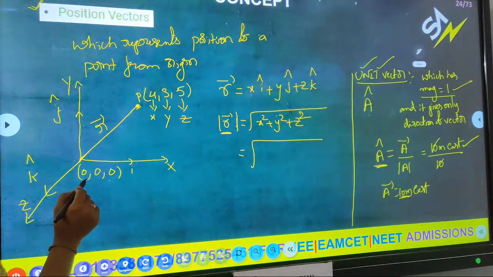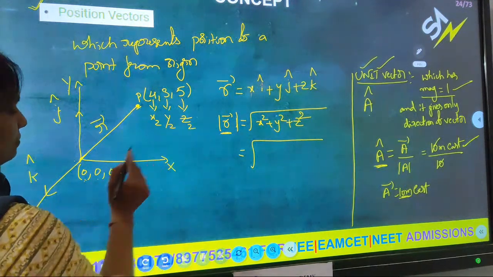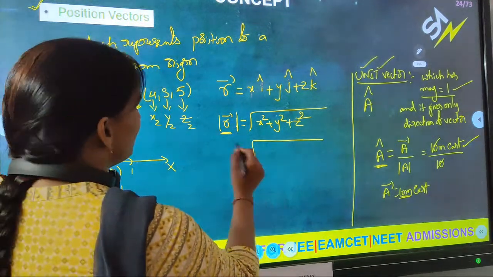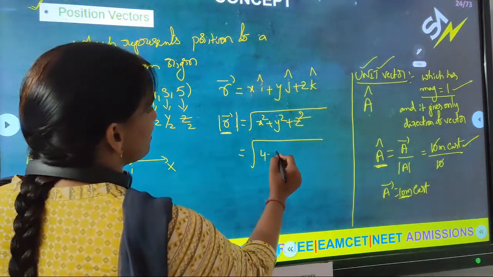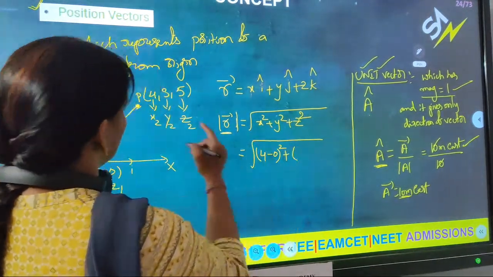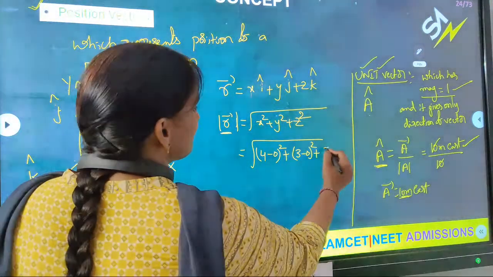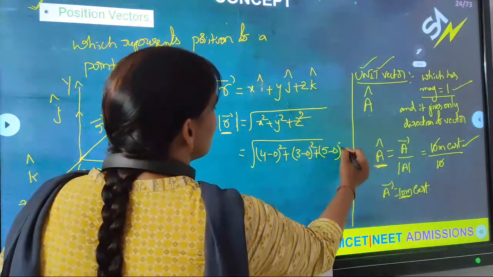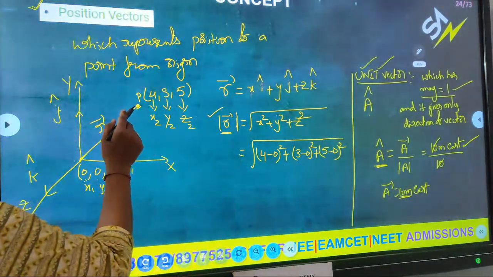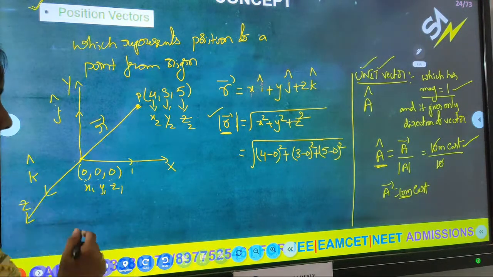Initial coordinates are x1, y1, z1. Take these as x2, y2, z2. So for the length, we can take the difference in their positions: 4 minus 0 whole square plus 3 minus 0 whole square plus 5 minus 0 whole square. This gives you the magnitude of the position vector which originates from the origin.